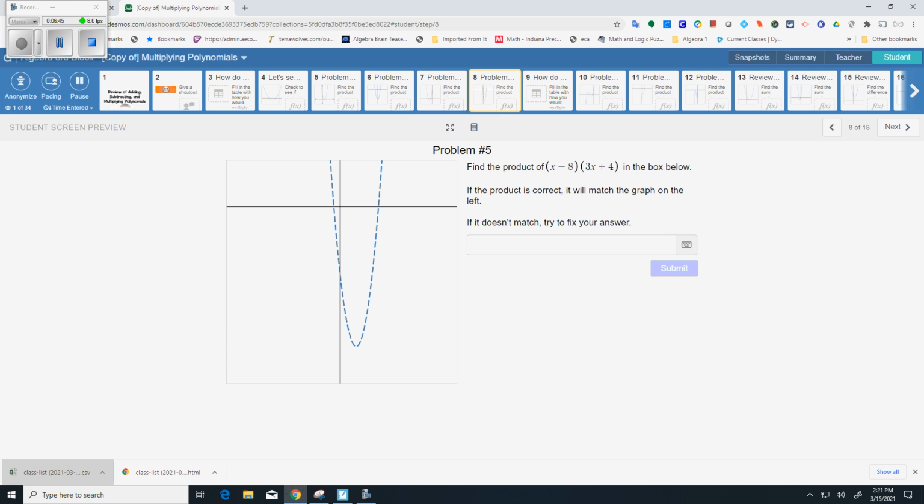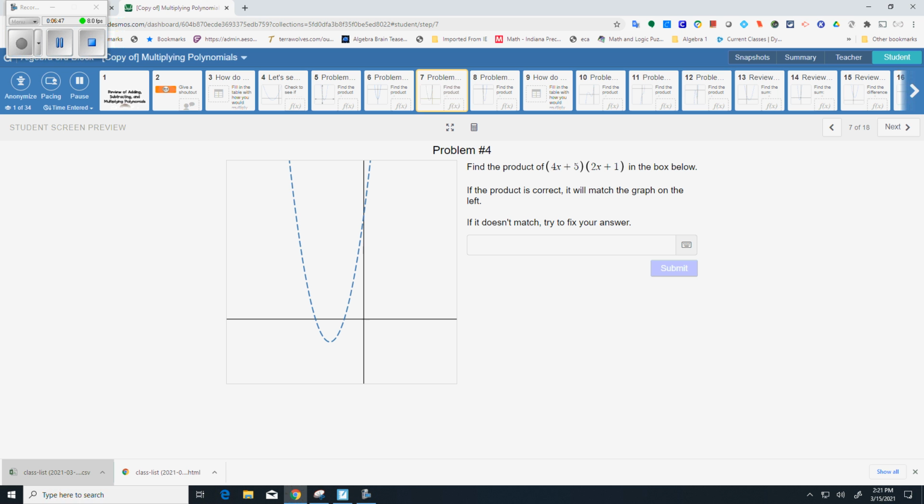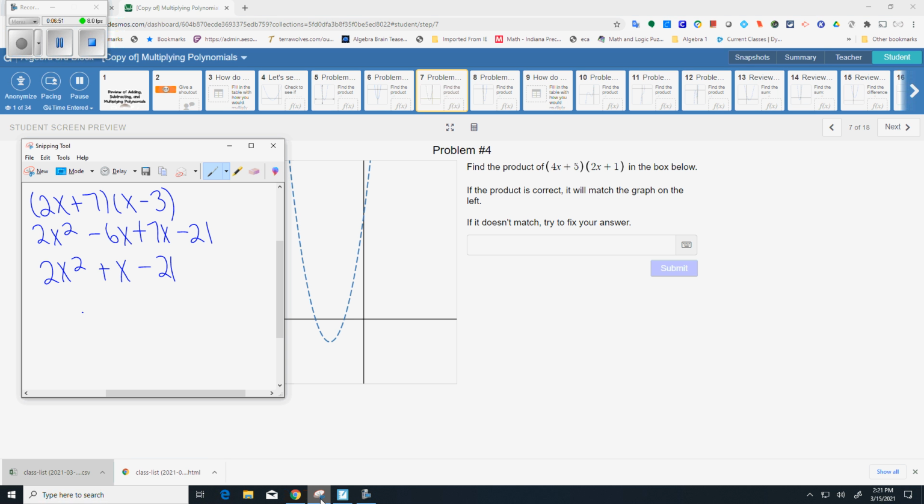Okay. So then, I think I might have skipped one. Okay. So now we're on screen 7, problem number 4, and we're multiplying 4x plus 5 by 2x plus 1. Is there a way to like clear this off entirely, or? I usually just do a new snipping each time. Oh, okay.